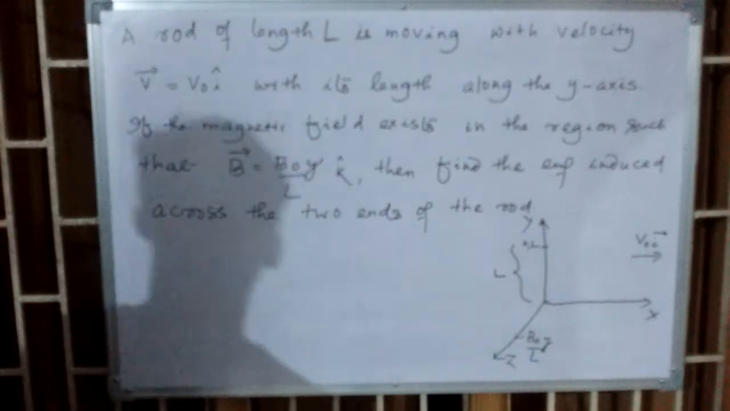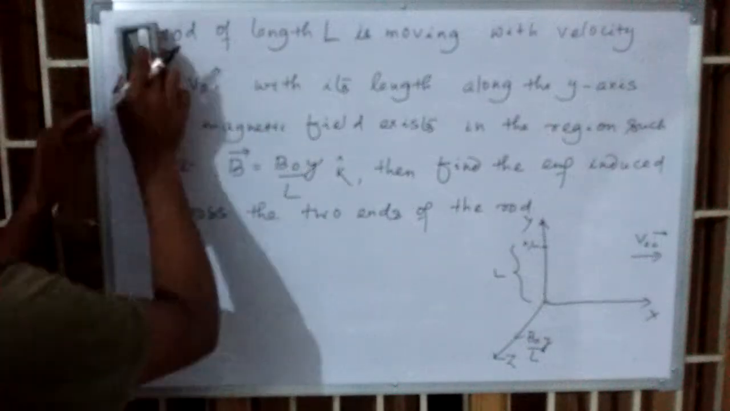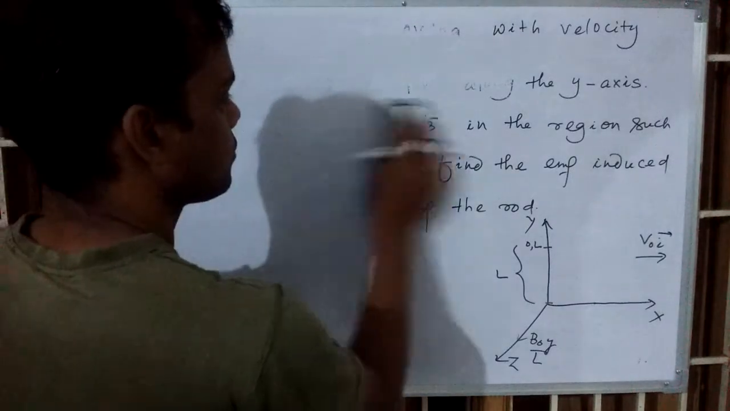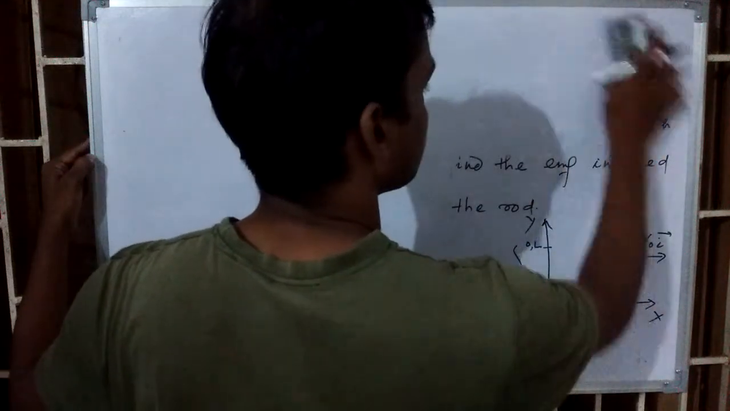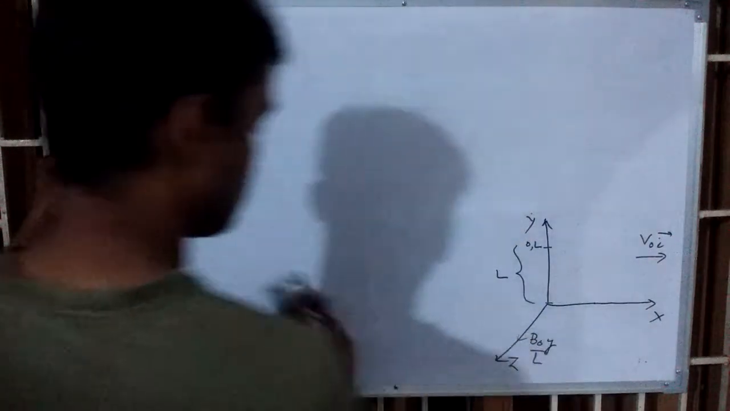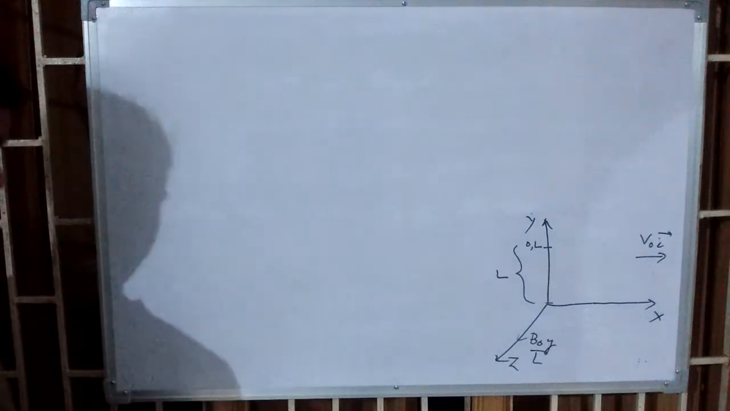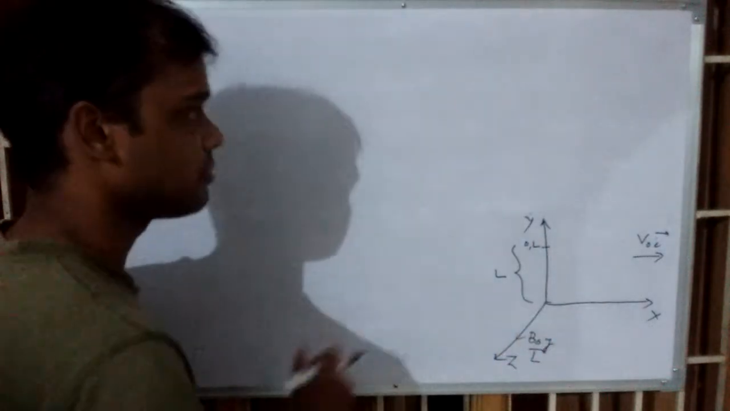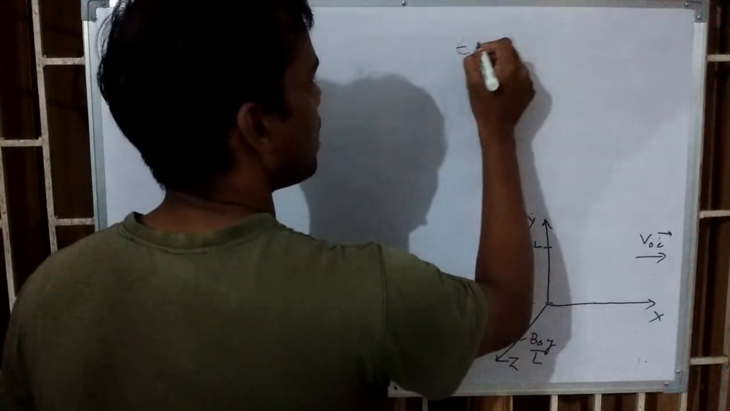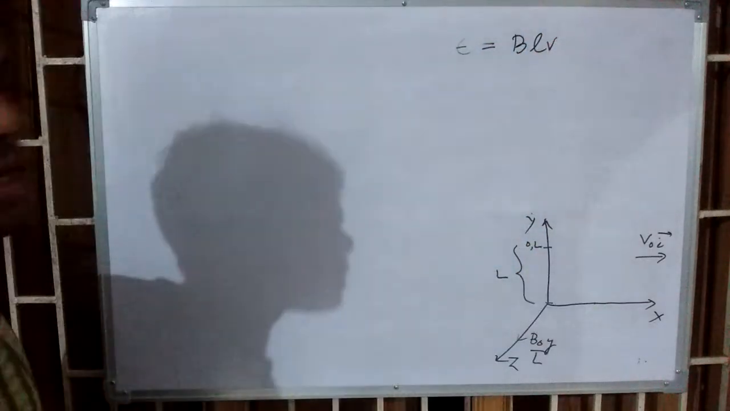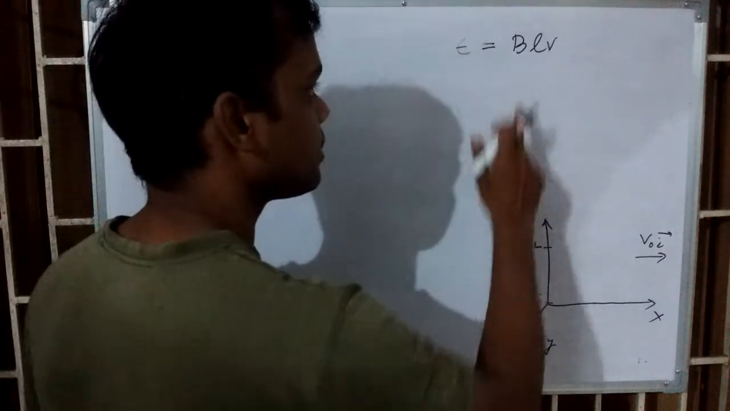So let us now start. I am erasing this. Everything is on the board now. Now, first of all, how to determine it? Because the magnetic field is not constant. If the magnetic field was constant, I would have simply applied the formula epsilon is equal to BLV, that is motional EMF. But I cannot apply it here because B is not constant.